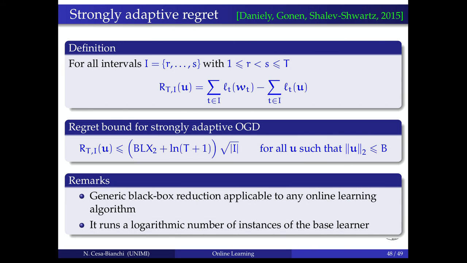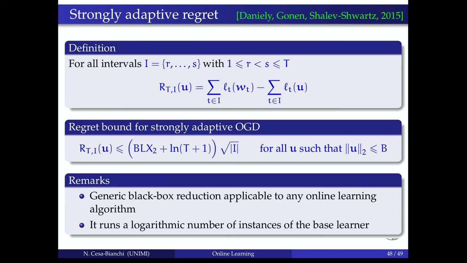And the way you get this is through a reduction. There is, amazingly, a black box reduction. You take any online learning algorithm for online convex optimization, and you can just run a logarithmic number of instances of this algorithm and do something on top of it. And this will get you efficiently, with just a logarithmic cost in time, in the regret, a strongly adaptive regret bound.